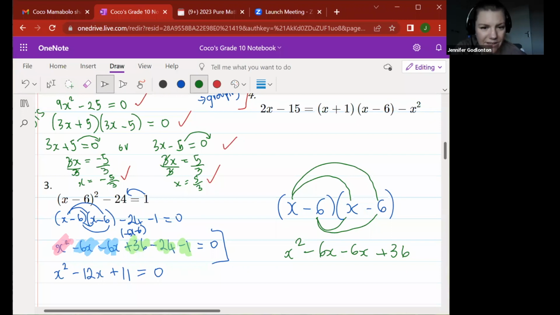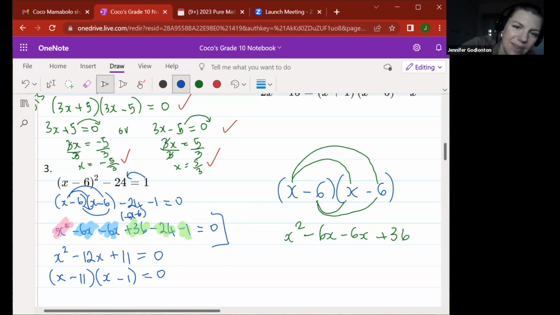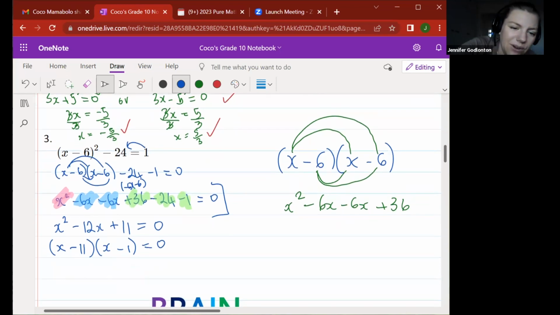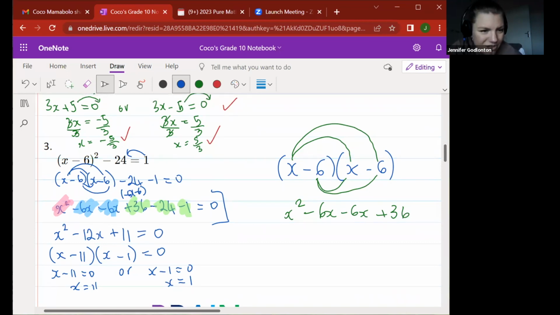Exactly. Now we're just going to factorize. So when we factorize, we're going to see we have x minus 11, x minus 1, and that is equal to 0. And then we're just going to follow the little pattern that we know now. So we're going to say x minus 11 equals 0, or x minus 1 equals 0. And so x equals 11, or x equals 1. Exactly. Nothing new. Just factorizing.